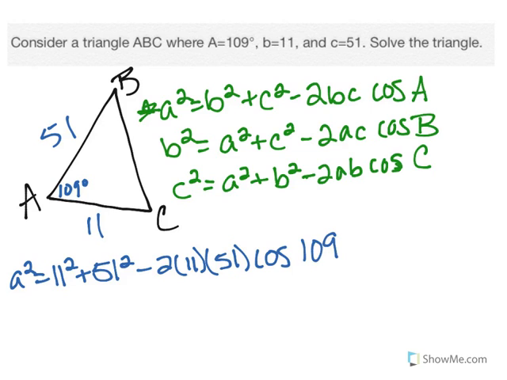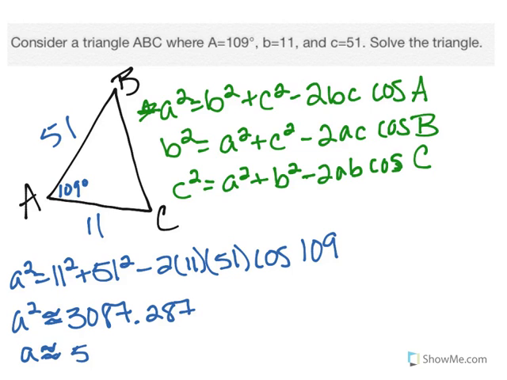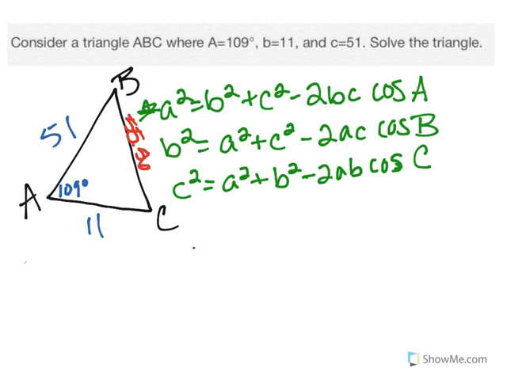And now from there, this is really just plugging it into your calculator. So A squared equals approximately 3087.287. So we're going to take the square root of both sides. So A is approximately 55.56. So now we've got our three sides solved, and we need to solve for angles B and C.